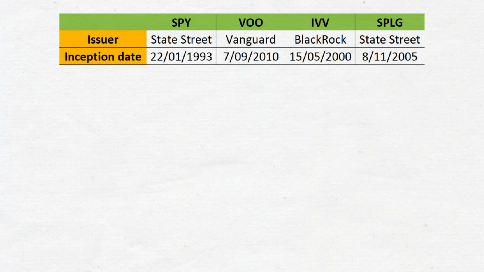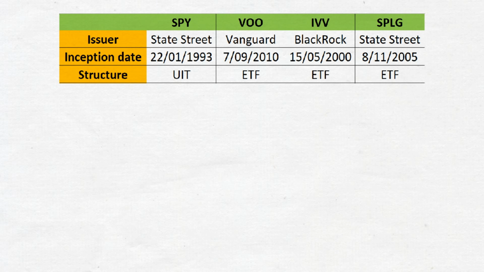From an inception date perspective, SPY was the first, but even the newest one, VOO, has been around for 15 years. That means all four ETFs have plenty of historical data to reference, so there's not much difference in that respect. As for fund structure, aside from SPY being a unit investment trust, the other three are exchange-traded funds.